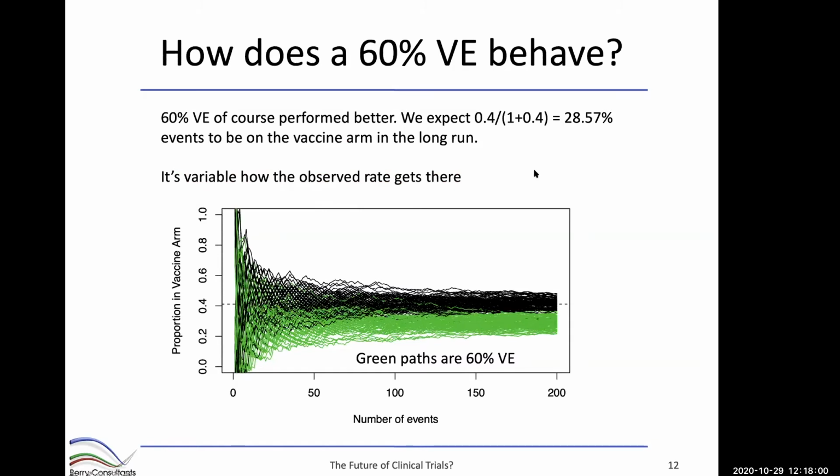In contrast, for a good vaccine, most of these trials are powered for about 60%. You would expect them to look better. So all of these green paths are a 60% vaccine efficacy. Most of them are below the black. The vaccine's better, so that's good. But you can see there's overlap here. So clearly there's a fair amount of overlap, particularly early.